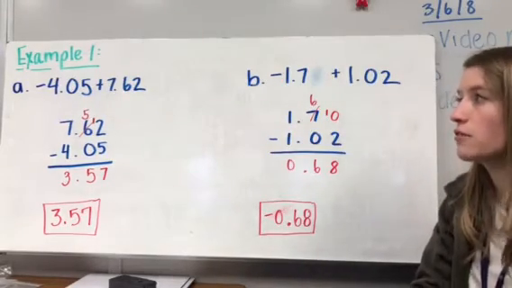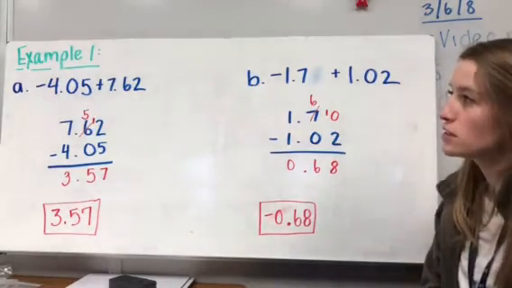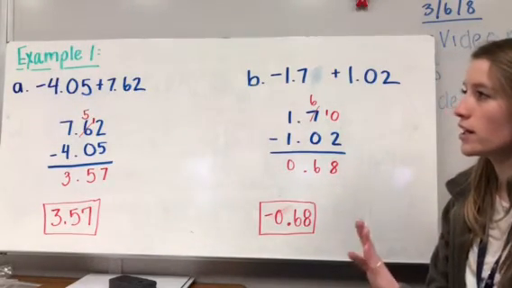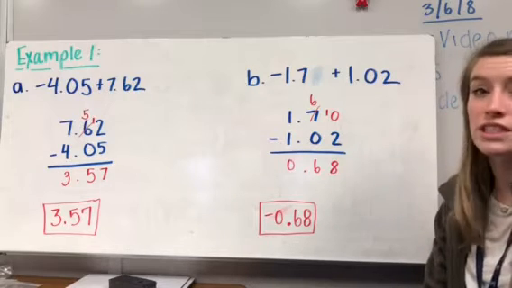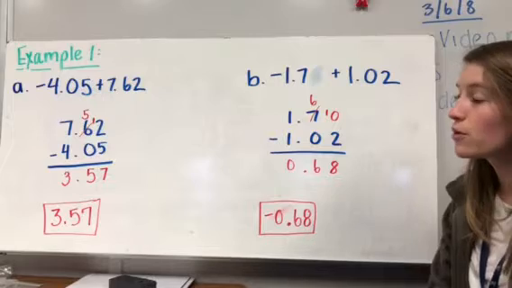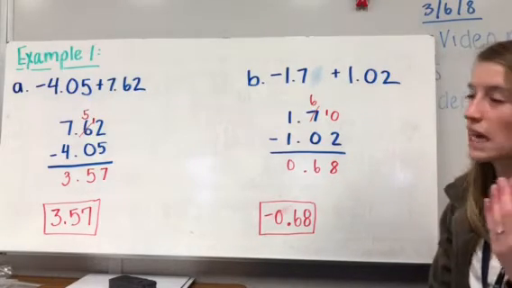Now I have -4.05, or -4 and 5 hundredths, plus 7 and 62 hundredths. So those are different signs. What we do with different signs, as we saw on the other slide, is subtract those two numbers from each other, and we'll keep the sign of the bigger.